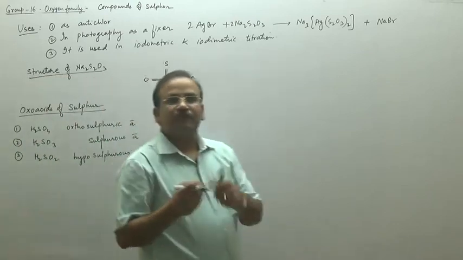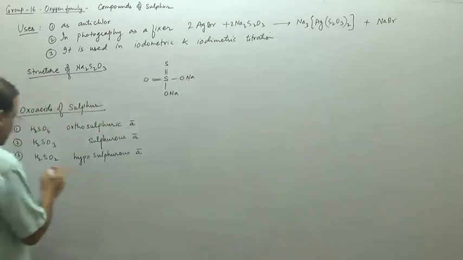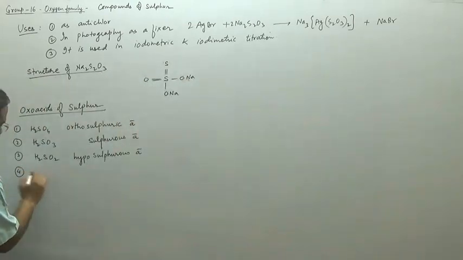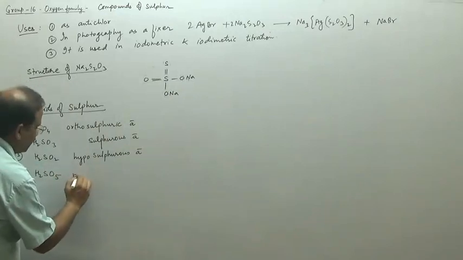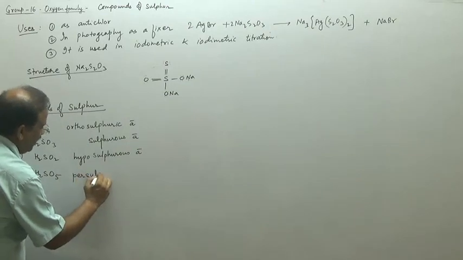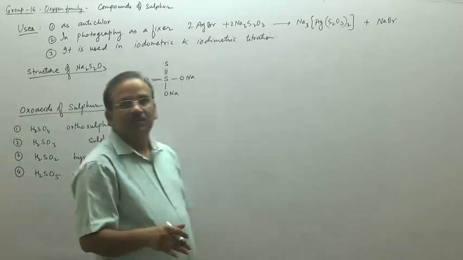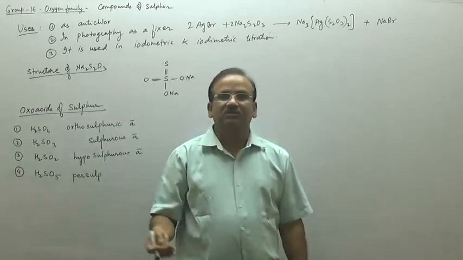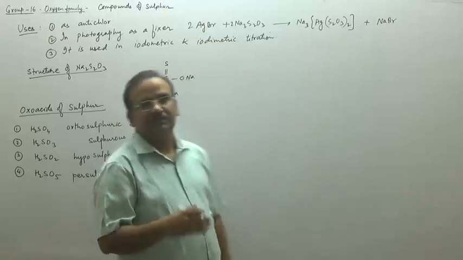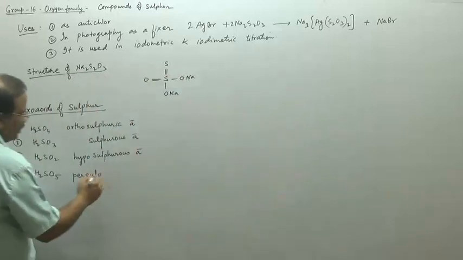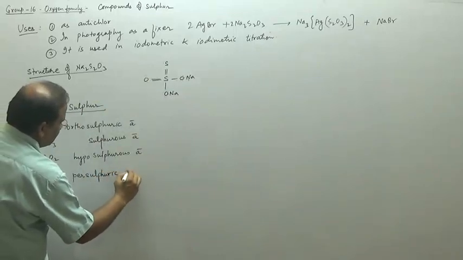Now if in sulfuric acid we add one oxygen, let us check what will happen. The other is H2SO5. Then we'll write persulfuric acid. So when we add one oxygen in sulfuric acid, it will become the per acid. If I write that HNO3 is nitric acid, then you add one oxygen in that, HNO4 is pernitric acid. That is how we can write that.